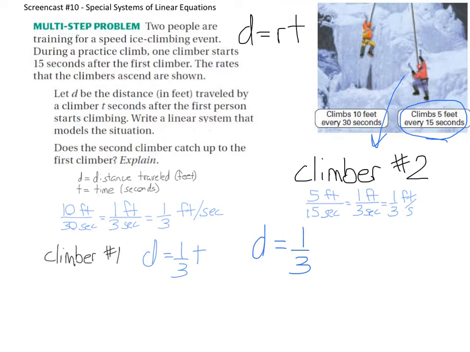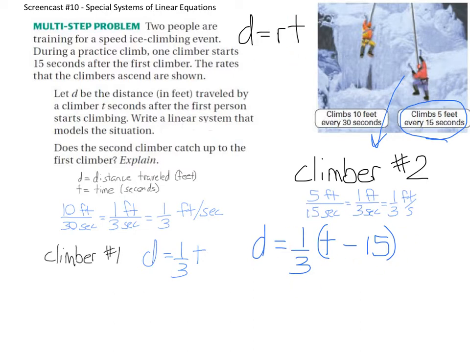Well, his time is not just t, because t, as we see here, represents the seconds after the first person starts climbing. So how many seconds after the first person has climber 2 begun climbing? Well, that's 15 seconds afterwards. So if t represents the time, 15 seconds after that would be t minus 15. So we take the time and subtract 15 seconds from it. And this entire expression, t minus 15, represents the time right here.